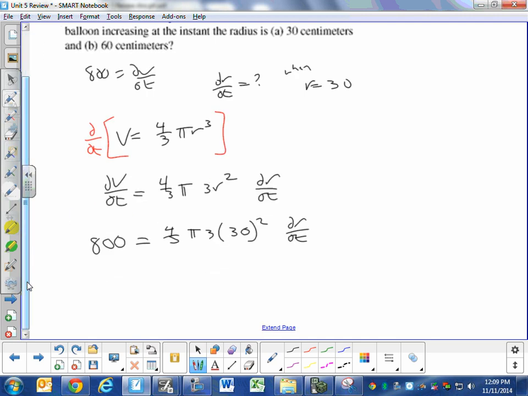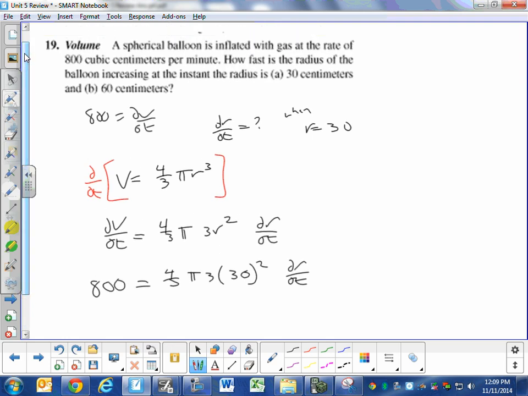Let's see what the answer to number 19 was. 800 times 3 over 4, divided by 3, divided by 30 squared. 0.2 repeated was dr/dt. 0.2 over pi. I forgot to divide by pi. 0.0707.